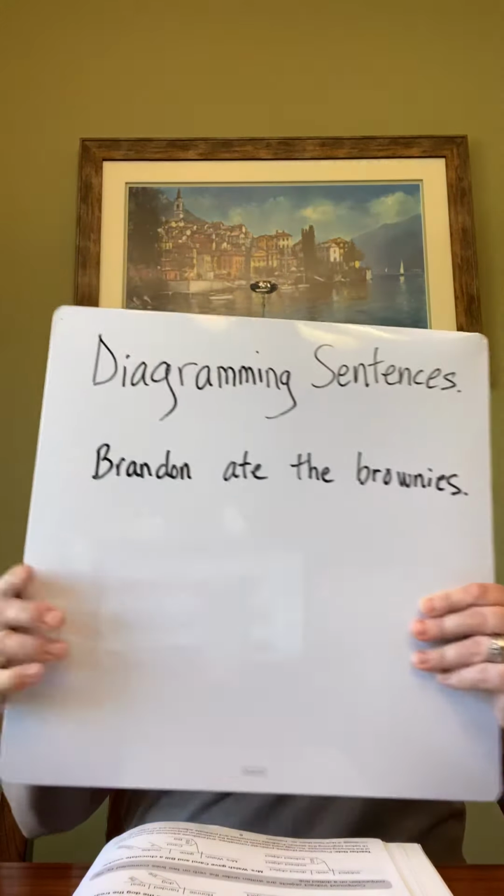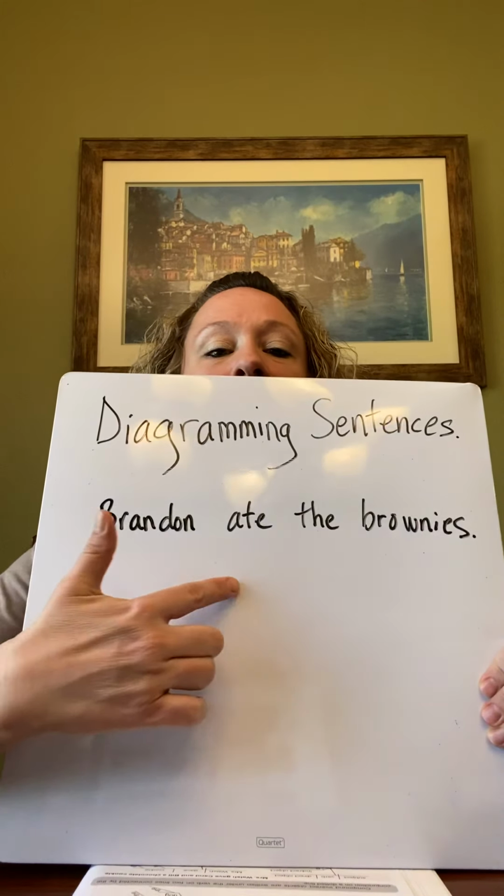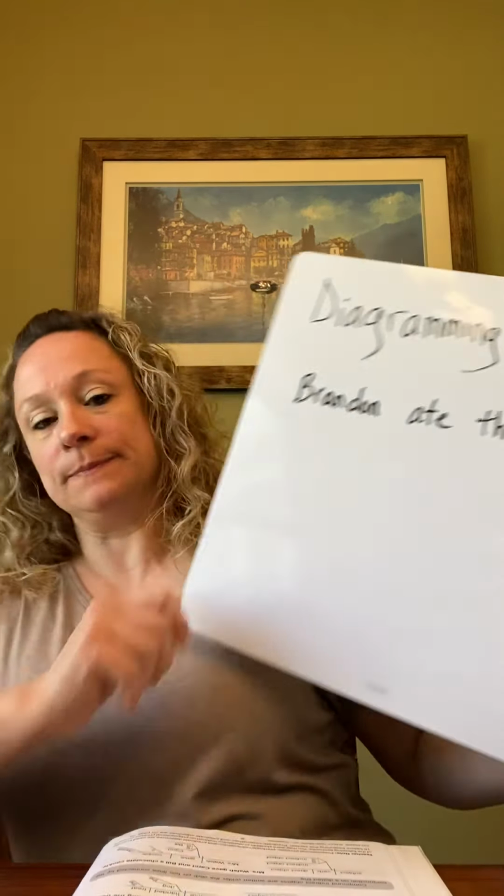So we're going to start with the subject and your verb. So your noun and your verb, that is the basis of all of these sentences that we'll be doing. So the most important thing to do to start is to figure out what those two words are in your sentence, just so you have a baseline for what you're working with. So our sentence to start is Brandon ate the brownies. So Brandon ate the brownies, okay?